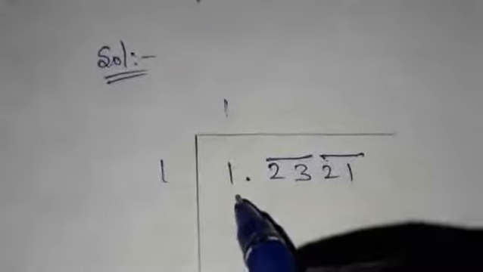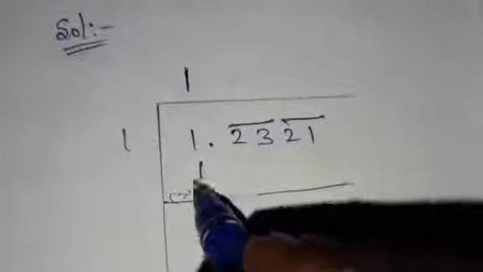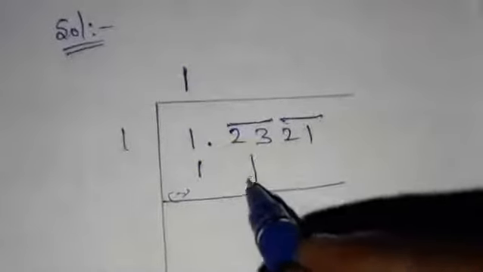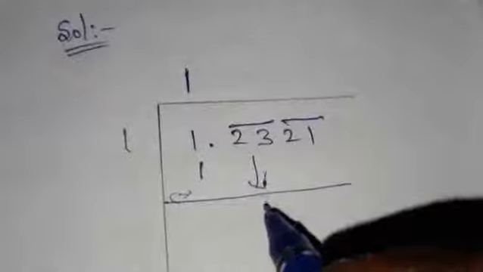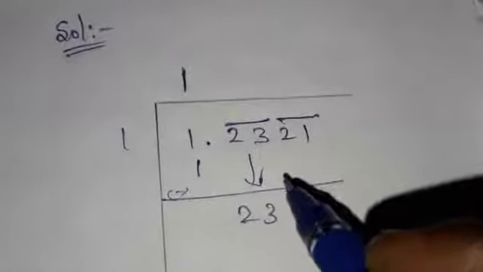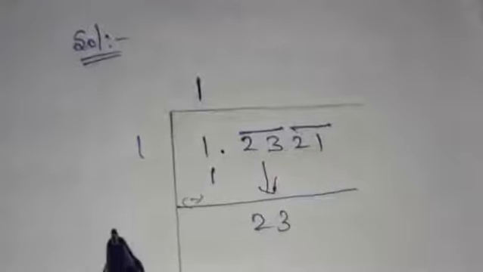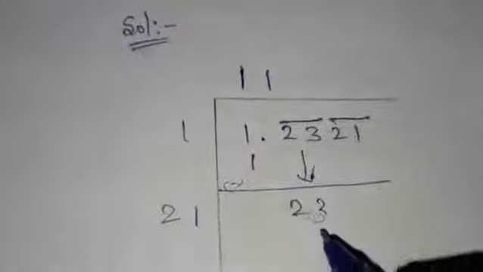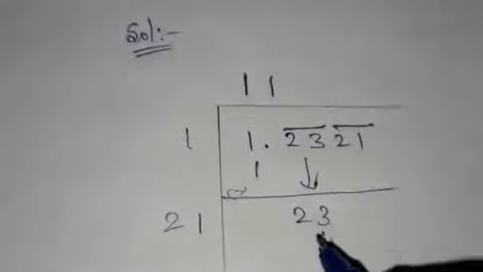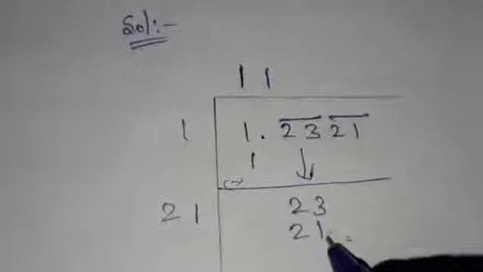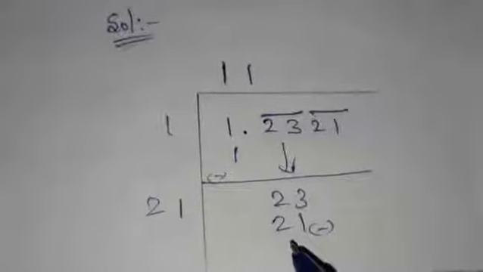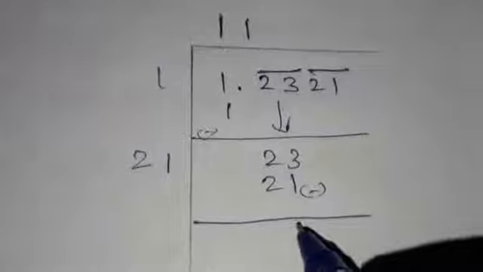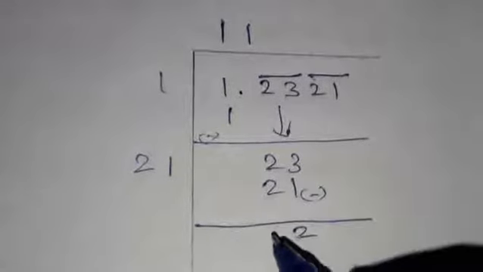1 times 1 is 1. When we subtract this, it will become 0. Next, we have to bring down the second period, that is 23. After that, we have to multiply the quotient by 2. 1 times 2 is 2. Next, we have to put a number 1 here. 1 times 1 is 1. 1 times 2 is 2. When we subtract this number, we get 3 minus 1 equal to 2. 2 minus 2 equal to 0.